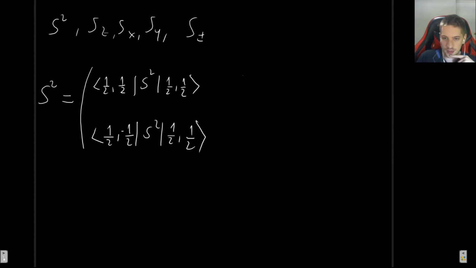And then in this next column, we're going to do it differently. So this is still here. Take a look at this. This part right here is what changed when we went down. So now when we go to the right, we're going to leave it B. And now we are dealing not with the up state, but with the down state. So this is going to be with a -1/2 in the ket.